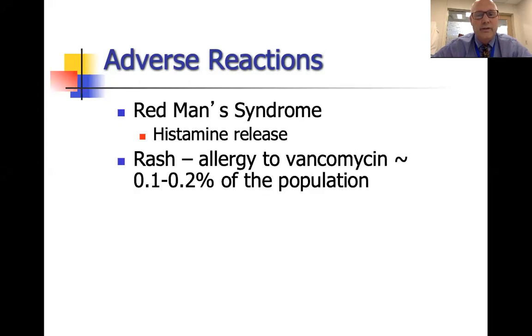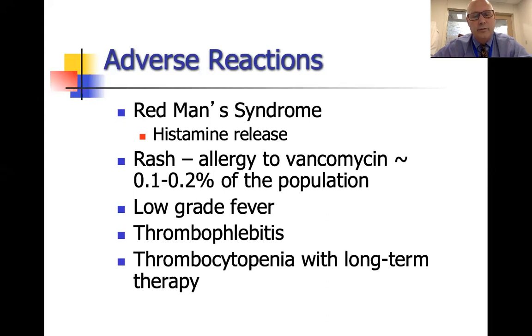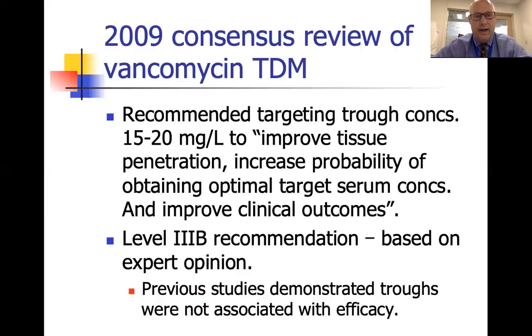Rash can occur. There have been some patients who are allergic to vancomycin. It's a very small percent of the entire population, and so you may not run into this very often. Low-grade fever or something can occur. Patients can complain of thrombophlebitis or pain on infusion. And that's usually in patients that are receiving vancomycin for prolonged therapies for endocarditis or osteomyelitis or something like that. And then thrombocytopenia can occur. And so we recommend patients receive CBC determinations weekly during their long-term therapies, just to avoid any of that.